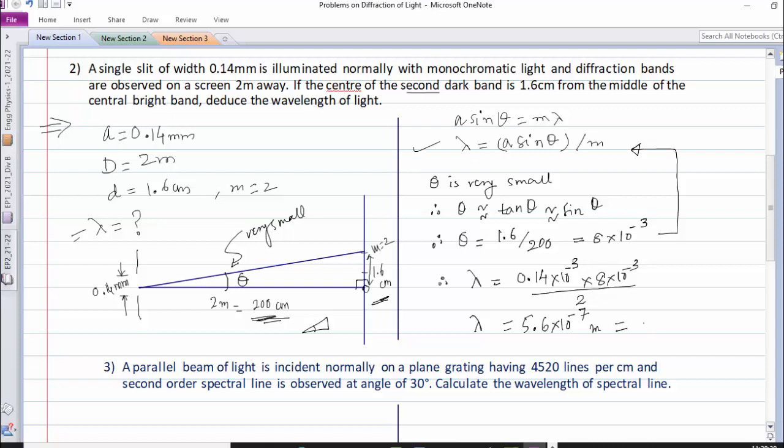So we can convert this into angstrom units this way, because an angstrom unit is 10 to the power minus 10 meter. So we are moving the decimal point three more places to the right side. Therefore, the multiplier should also increase by 3 but with a negative sign. Therefore, the wavelength comes out to be 5600 angstrom units.